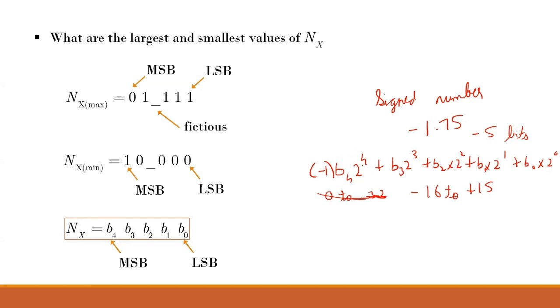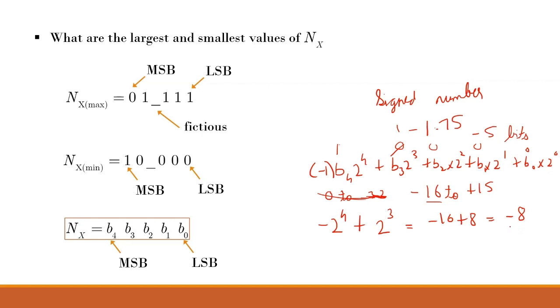Let us say B4 is 1 and all the others are 0, 0, 0, 0. So I will get minus 1 into 2 to the power 4, which is minus 16. So that is my minus 16. Now assume B4 is 1 and B3 also is 1. So I will get minus 2 to the power 4 plus 2 to the power 3, that is minus 16 plus 8. So I will get a value minus 8. In this fashion, I can get negative values.